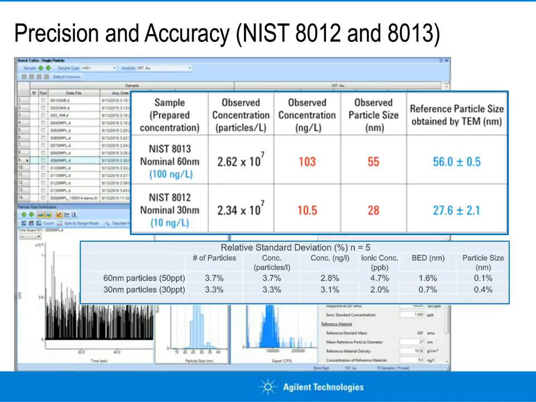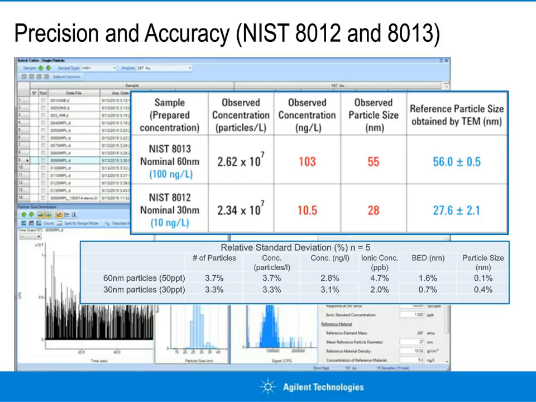The observed calculated particle sizes were 55 and 28 nanometers respectively. The reference sizes by transmission electron microscopy were 56 and 27.6. So the particle size accuracy is also very, very good.